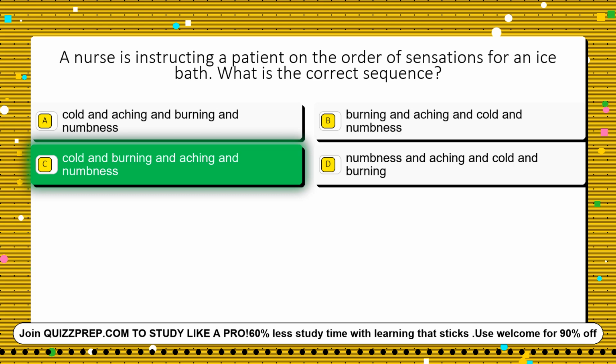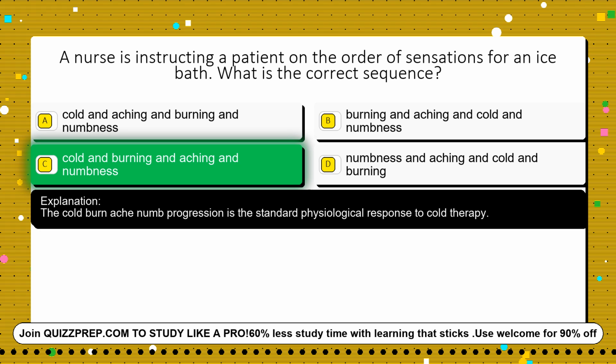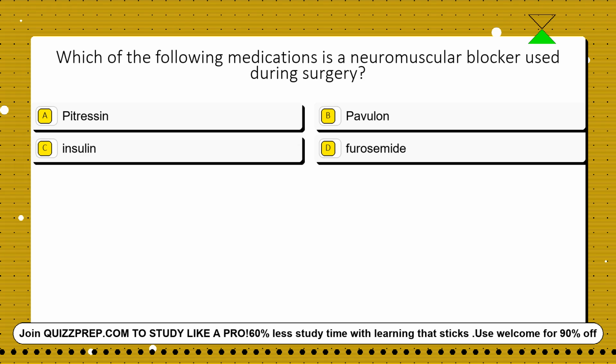The correct answer is option C, cold and burning and aching and numbness. The cold, burn, ache, numb progression is the standard physiological response to cold therapy. Question 26. Which of the following medications is a neuromuscular blocker used during surgery? Option A, pitressin. Option B, Pavulan. Option C, insulin. Option D, furosemide.